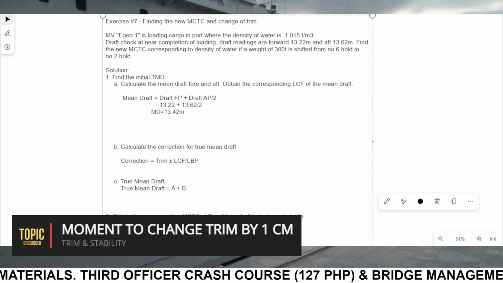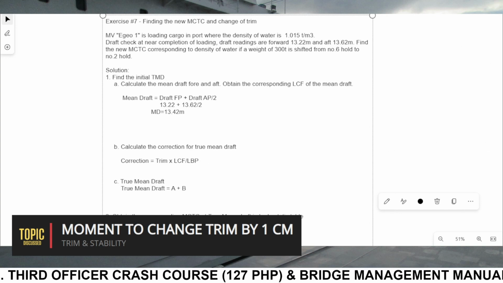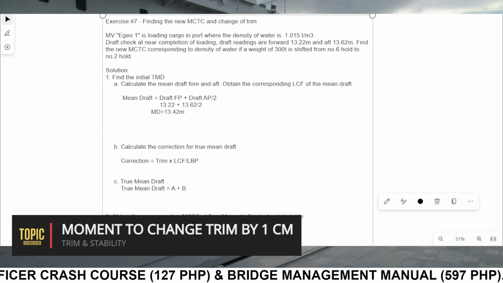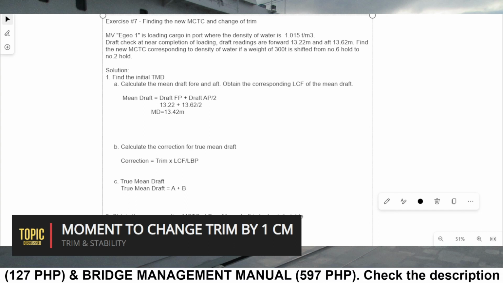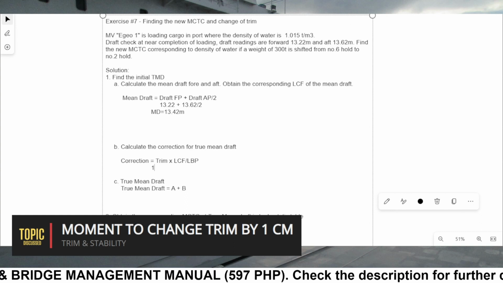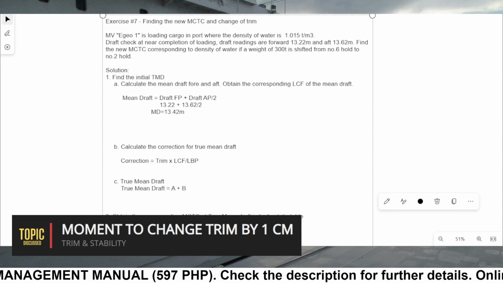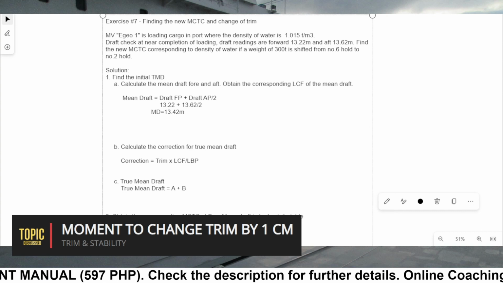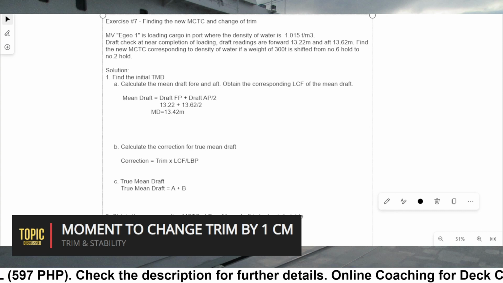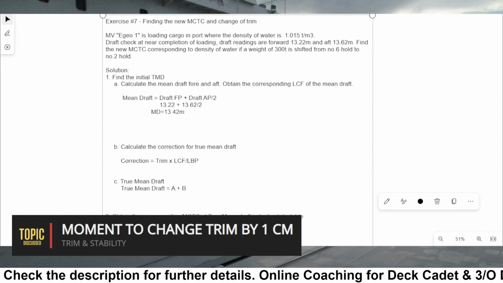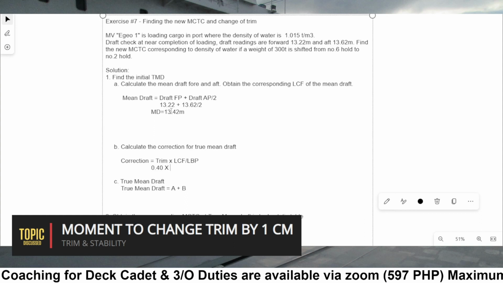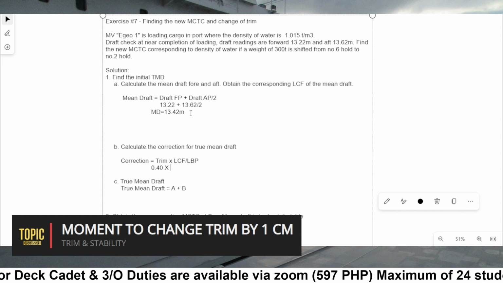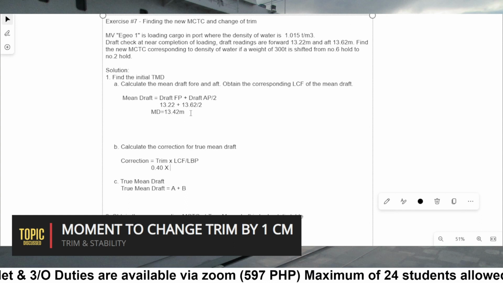Now, trim is the definition of, okay, what is the definition of trim? Trim is the difference between forward and aft drafts. So 13.62 minus, let's compute, 13.62 minus 13.22. So the trim is 0.40. Okay, that I use the MD, or the mean draft, on your hydrostatic particulars.